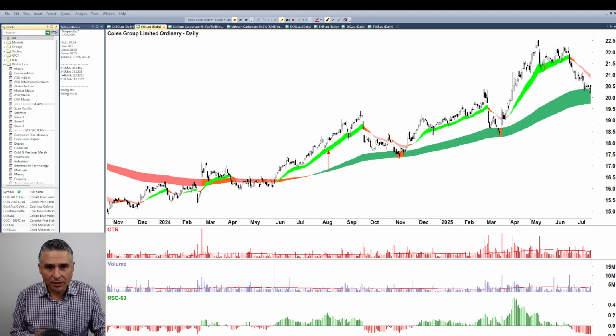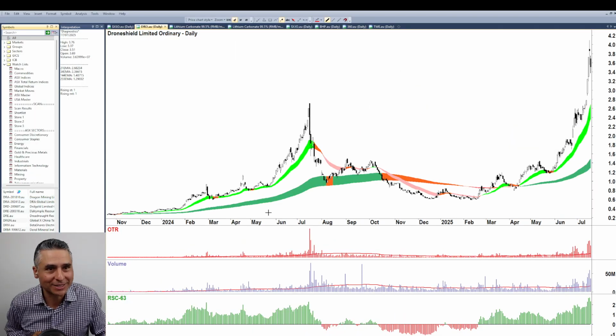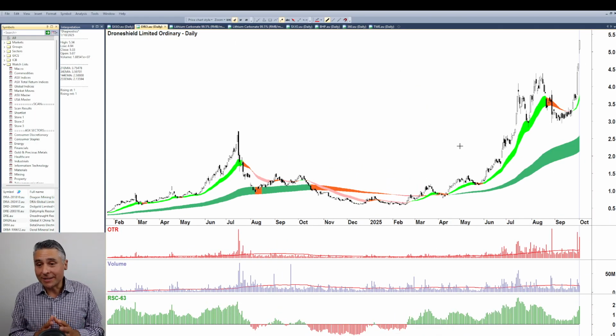Richard's got Droneshield, and then I think we're going to do one and maybe two more after that. We can't go on forever in these things, of course. Droneshield looks fantastic. It's a picture of excess demand. I know today's candle is live, so we must see how it closes. So I'm just going to pretend today's candle isn't there, and that's the one we're talking about.